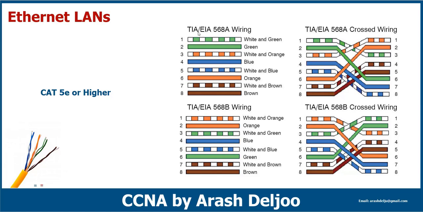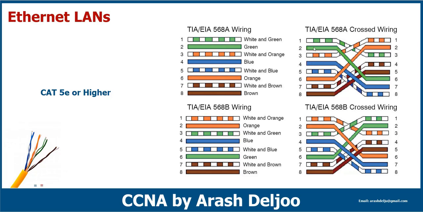As you can see for the straight through cable, we can use 8 pins on both sides using the 568A or 568B, as I mentioned before. And for the crossover cable, again, as you can see here, we are crossing pin 4 to pin 7 and pin 5 to pin 8 on both sides, 4 to 7 and 5 to 8.